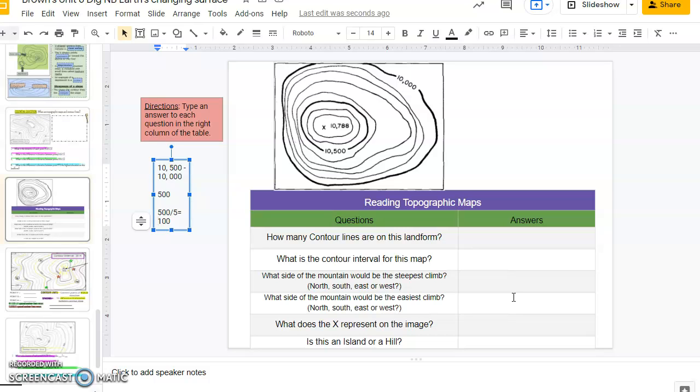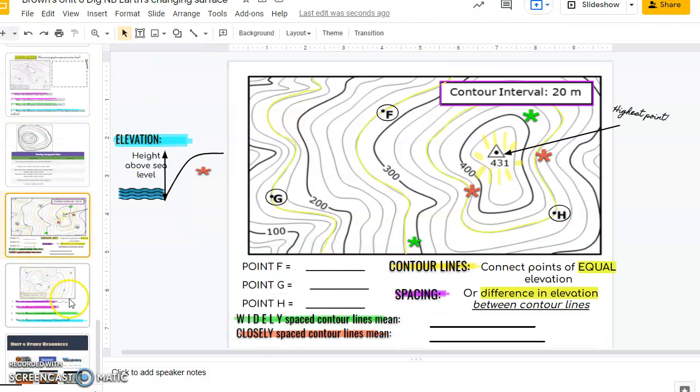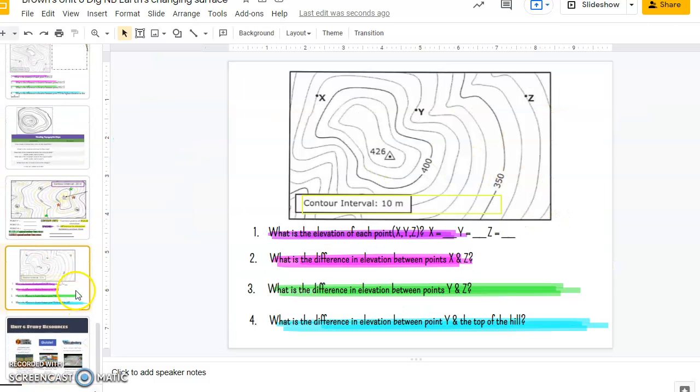And what does that X represent? Oh, somebody said it. The highest point of elevation. That's right. So you type that in here. And is this an island or a hill? Very good. It is a hill because if it was an island, there'd be a line here that says 0 for sea level. That's awesome. All right, now you're going to practice this on the next 2 slides on your own.